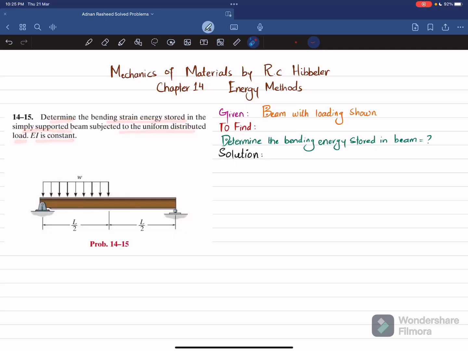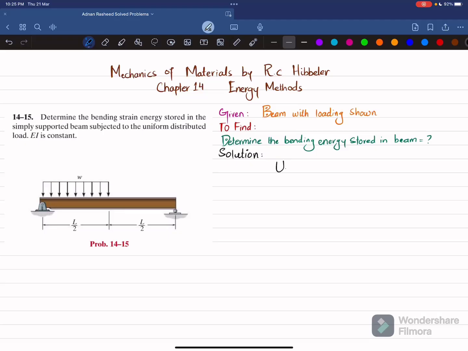EI is constant. So you can see this is a simply supported beam having pin support at this point and a roller support at this point. And there is a uniformly distributed load over a length of L by 2 from this pin support. So we have been asked to determine the bending strain energy stored in the beam. So let's start with the solution.